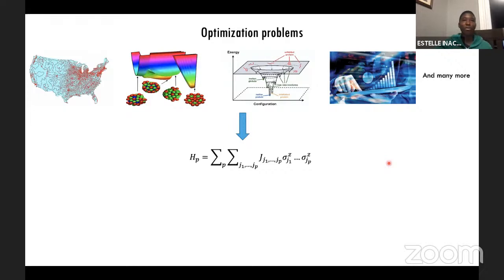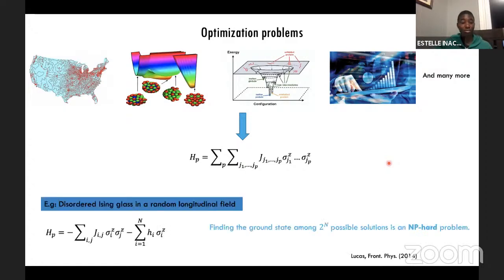However, from insights in classical disordered systems theory, we know that there are some problems that are notably very hard to solve. For example, the disordered Ising glass in a random longitudinal field. So usually when solving optimization problems, we relax our initial aim of finding the exact solution to finding an approximate solution. So that's where heuristics come into play.